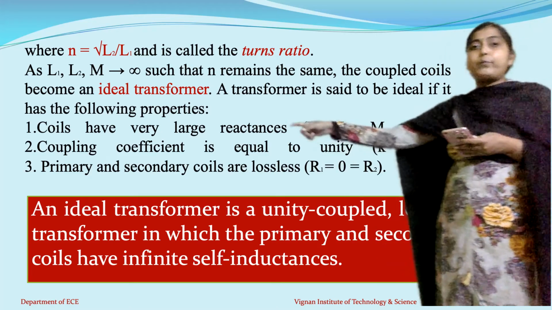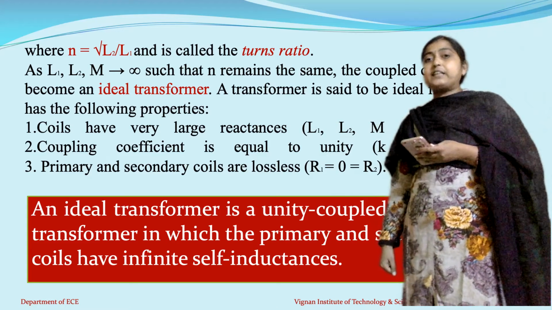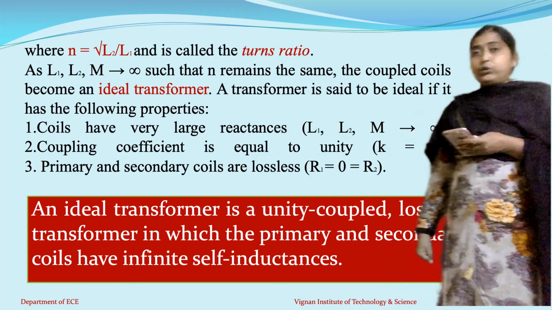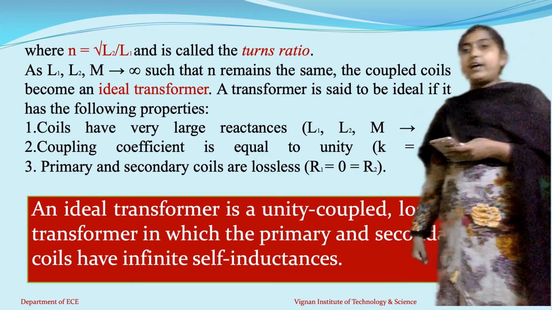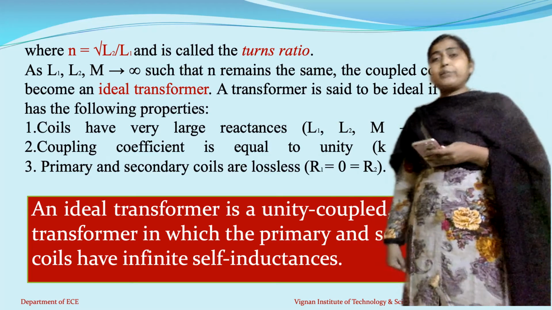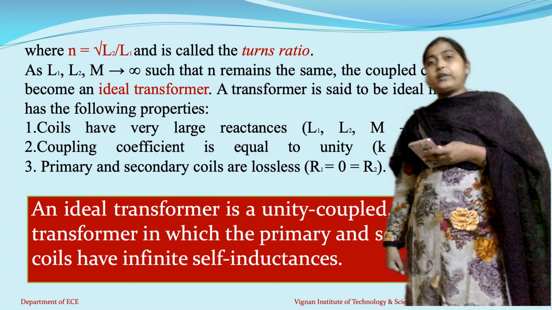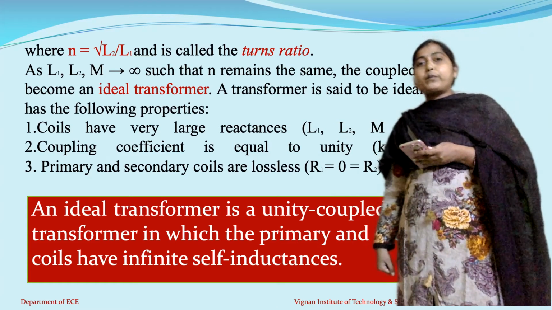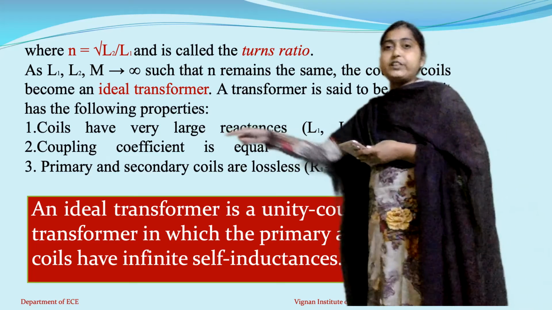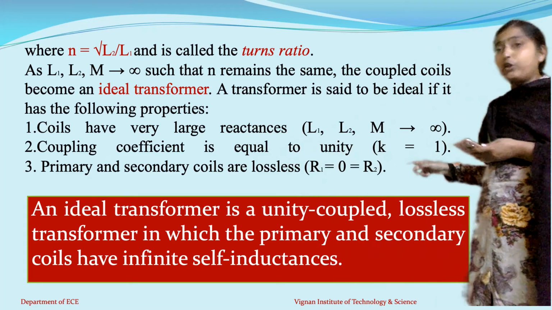The first property is that the coils have large reactances, that is L1, L2 and M should tend to infinity. That means they have very large reactances. How do we represent the reactances? That is j omega L1, j omega L2 and j omega M. Now coming to the second property: the coupling coefficient is equal to unity. That is, K should be equal to 1.